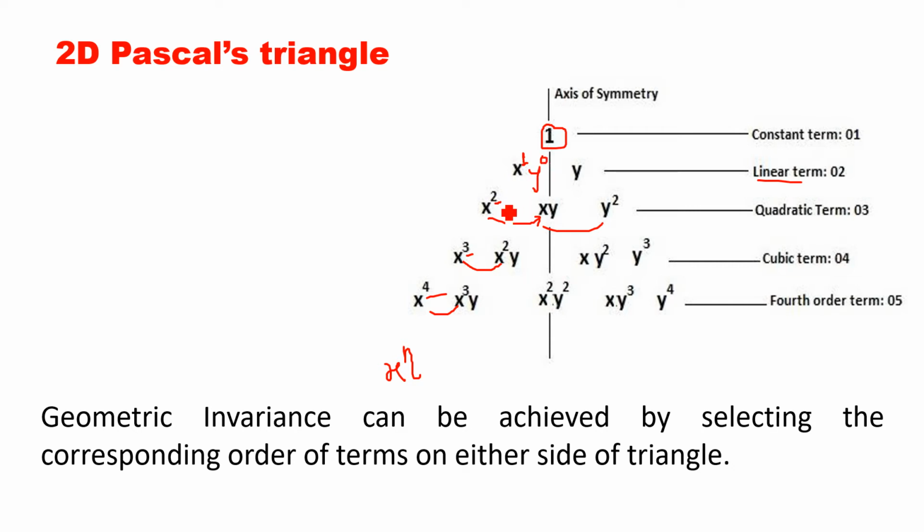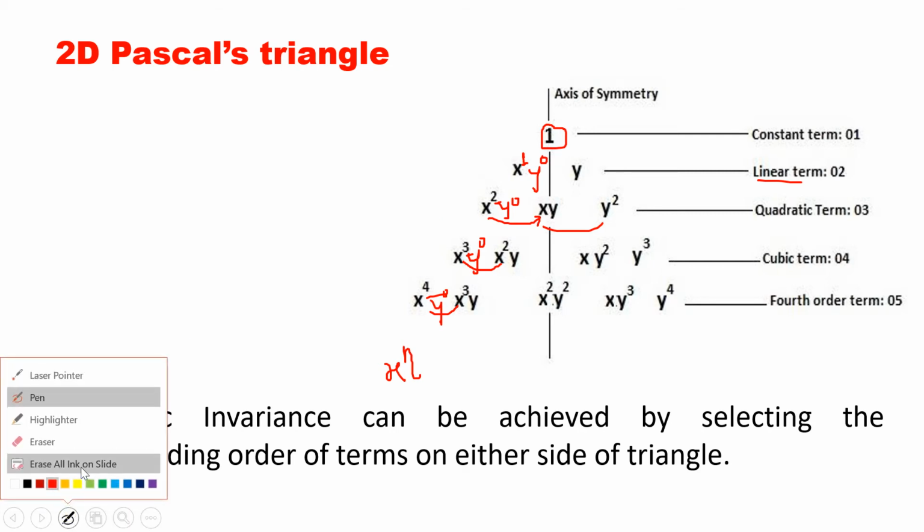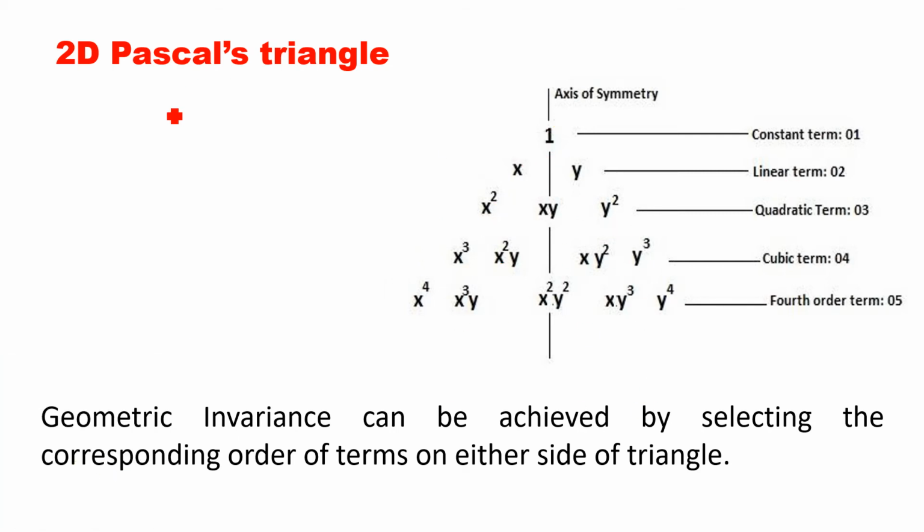So initially in all rows, the first term is y raised to 0. So the degree of y is increased by 1. Here it is 2, it is 3, it is 4, like this. And the degree of x is reduced by 1. So like this we can write down the Pascal triangle, right? Since it is only in terms of x and y variables, it is called a two-dimensional Pascal triangle. Okay, we have already discussed what this Pascal triangle is used for. This Pascal triangle is used to achieve geometric invariance.